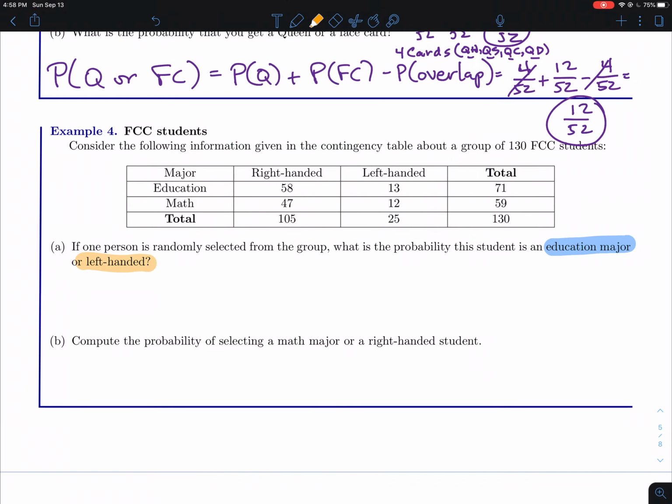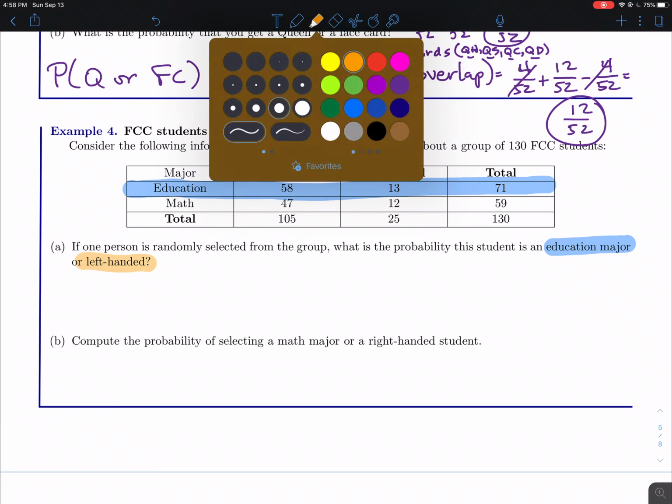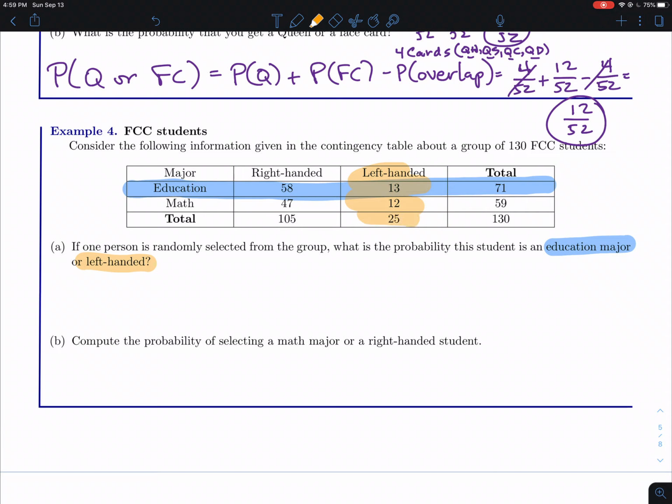So in this case, I'm going to use the blue highlighter to represent all the education majors. So that's just going to be highlighting straight across. But then we want to use the orange to represent all the left-handed. So again, if we were just writing this out, we could do probability of ed or left equals the probability of ed plus the probability of left minus the probability of the overlap.